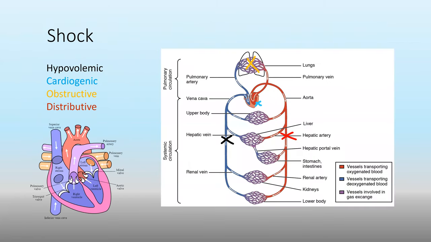So we have hypovolemic, cardiogenic, obstructive, and distributive shocks if you split it into four categories. So each category has a primary feature that's happening. Obstructive shock, there's some sort of obstruction in the lung vasculature that's causing the blood to back up from the lungs to the right side of the heart. So that's what we saw in this question.